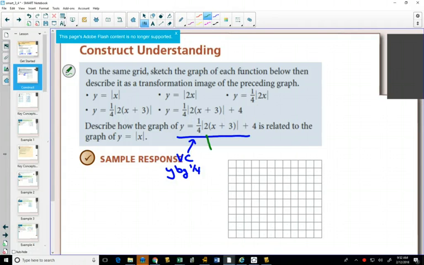Then we hit a 2. That 2 is inside the absolute value. That's going to be a horizontal compression. That's going to multiply your x values by 1/2. The 3 is inside the function. We have a +3. That's going to be a horizontal translation, 3 to the left. And finally, the +4 here, that's going to be a vertical translation 4 up.